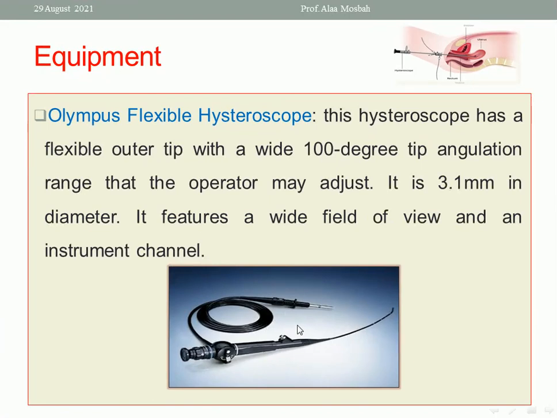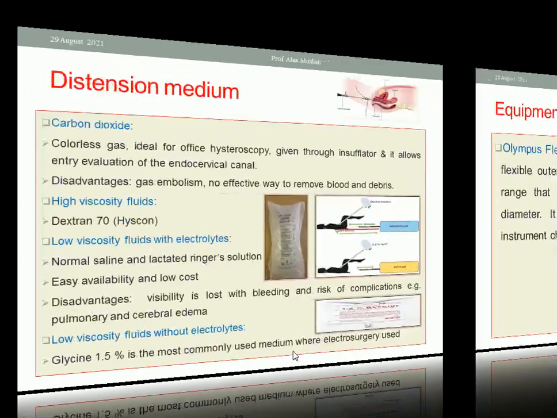The Olympus flexible hysteroscope has outer tip with a wide 100-degree tip angulation range that the operator may adjust. It is about 3.1 millimeter in diameter. It features a wide field of view and an instrument channel, as you see here. Okay, this is the flexible hysteroscope.